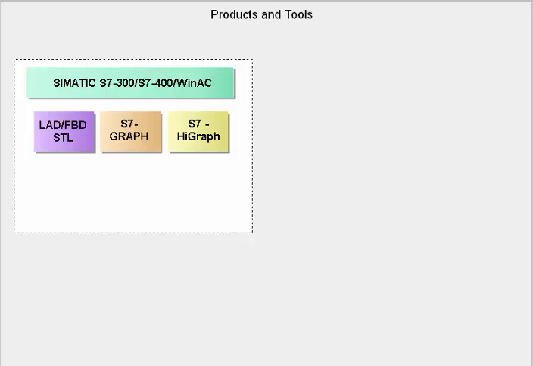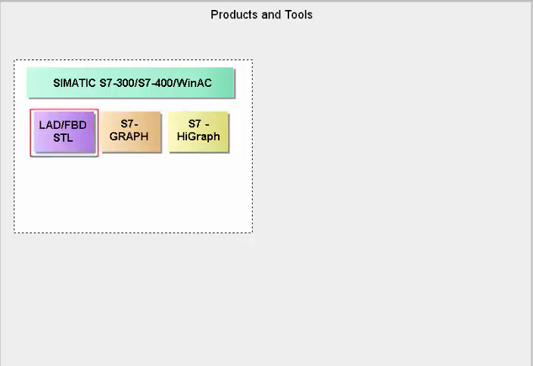The Simatic languages S7 Graph and S7 High Graph support process diagnostics anyway. In other words, they provide the option of programming the relevant monitoring conditions directly next to the program logic in the sequencer and status graphs.